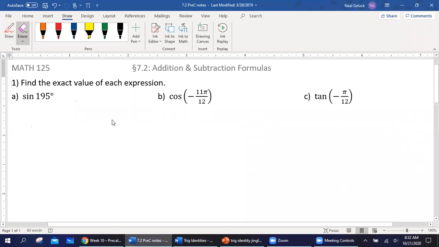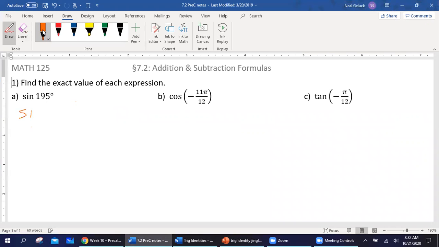So let's apply these identities. On these first ones, we're trying to find the exact value, but 195 is not one of my normal angles. So what I want to do is split 195 into angles that I know. Well, one way I could do this would be to call it 150 plus 45. That adds up to 195, and I do know those angles. Those are some of my normal angles around the unit circle.